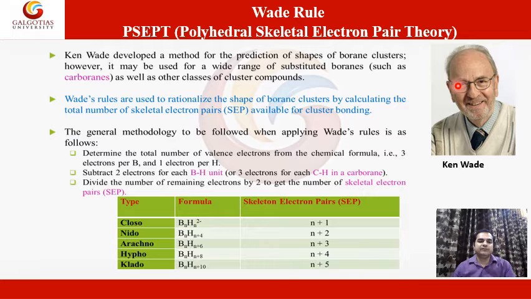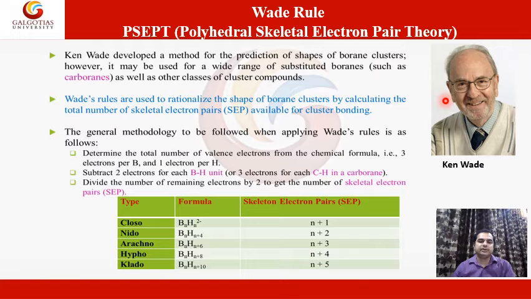For this, Kenneth Wade developed a method for the prediction of the shape of borane clusters. However, it may not be used only for boranes; it can also be utilized for some substituted boranes like carboranes as well as other classes of different cluster compounds. And Wade's rules are also used to predict the shape of boron clusters by calculating the total number of skeleton electron pairs, that is SEP, which is available for cluster bonding in different clusters.